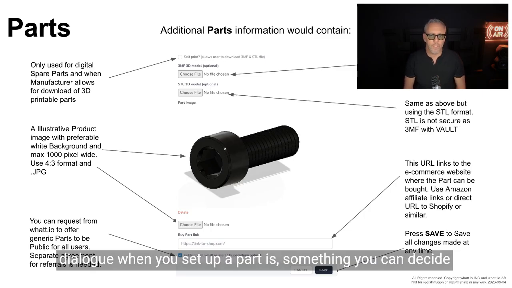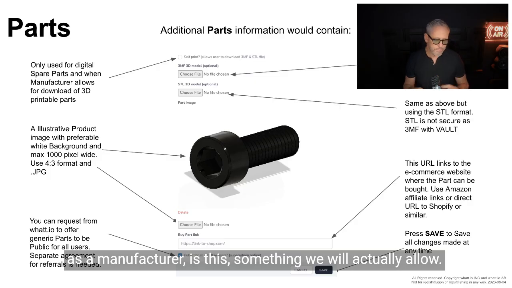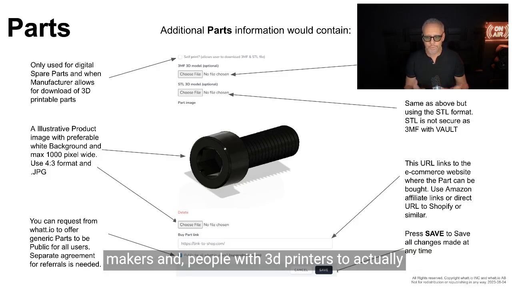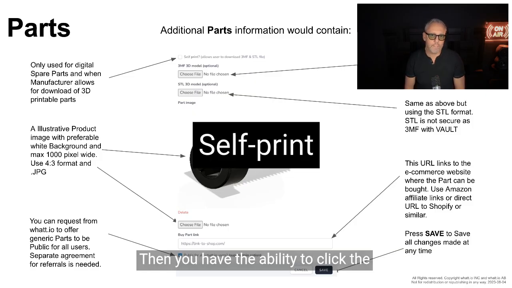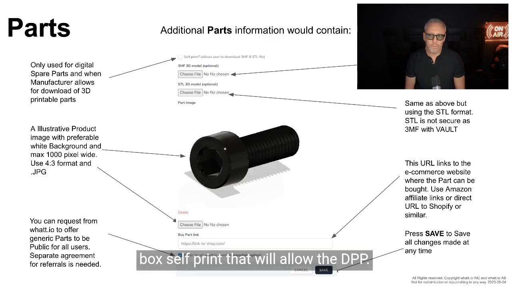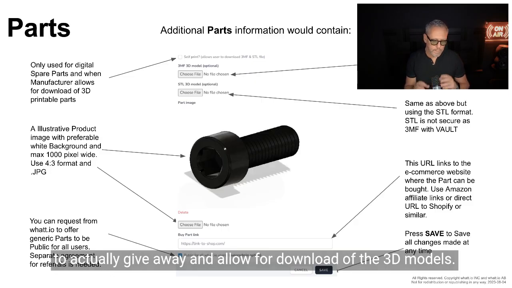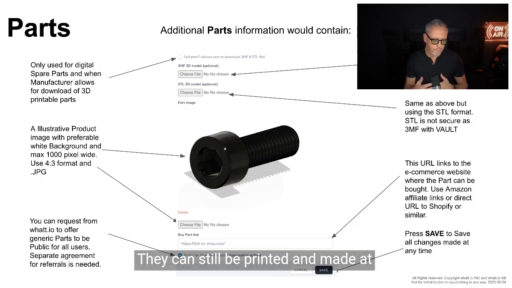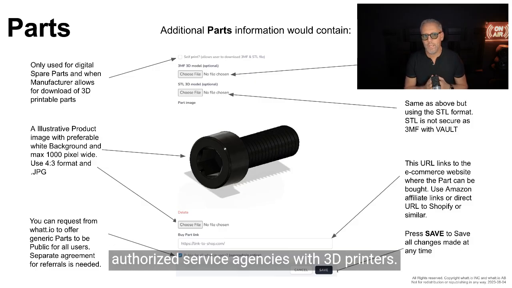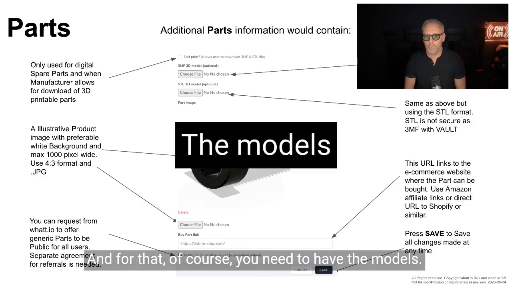More in that continuous dialogue when you set up a part is something you can decide as a manufacturer. Is this something we will actually allow the makers and people with 3D printers to make this part themselves, basically in their garage, or make it in a factory or whatever? Then you have the ability to click the box self-print. That will allow the DPP to give away and allow for download of the 3D models. If you don't hit this button, they will not be downloadable. They can still be printed and made at authorized service agencies with 3D printers. And for that, of course, you need to have the models.